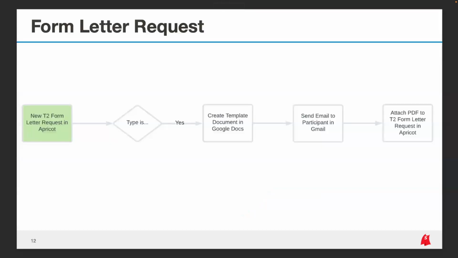In this use case, we are using a Tier 2 form letter request form in Bonterra Impact Management to trigger our automation. This form allows the user to select which type of letter should be generated. Once the record is created, our automation will create the letter from a template Google Doc with merge fields populating based on the Tier 1 participant details in Bonterra Impact Management. A copy of the letter will be sent to the participant via email as an editable document, with a PDF of the letter also being uploaded back to the Tier 2 form letter request record in Apricot.